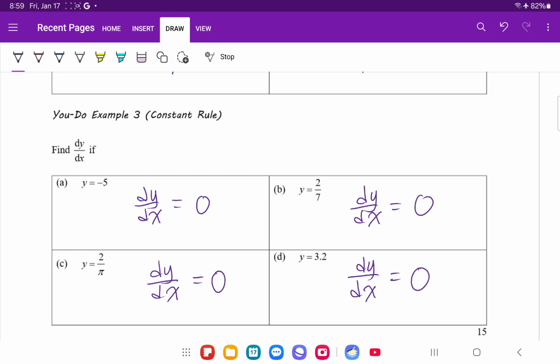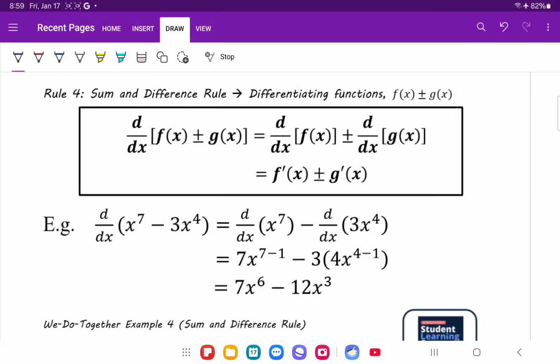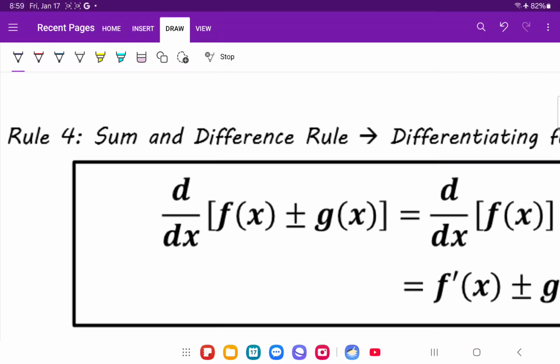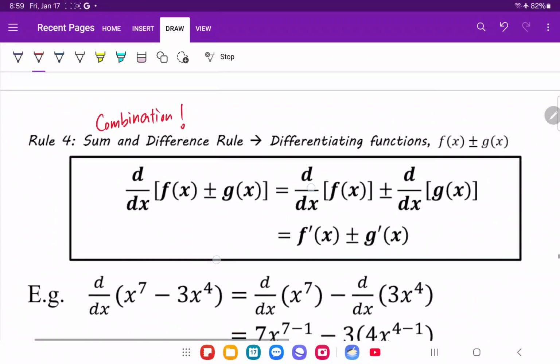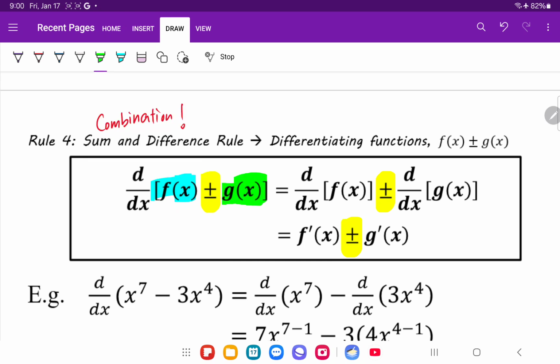Okay, what are we left with? For 12.1, we are left with this sum and difference rule. Now, this is actually a combination of everything that we have done so far. So there is no new technique. It is just a combination. But now, the only difference is you might see plus or minus in the question already. Okay, and there are two things that you need to differentiate in one go. Sometimes you may even differentiate up to 3 items.